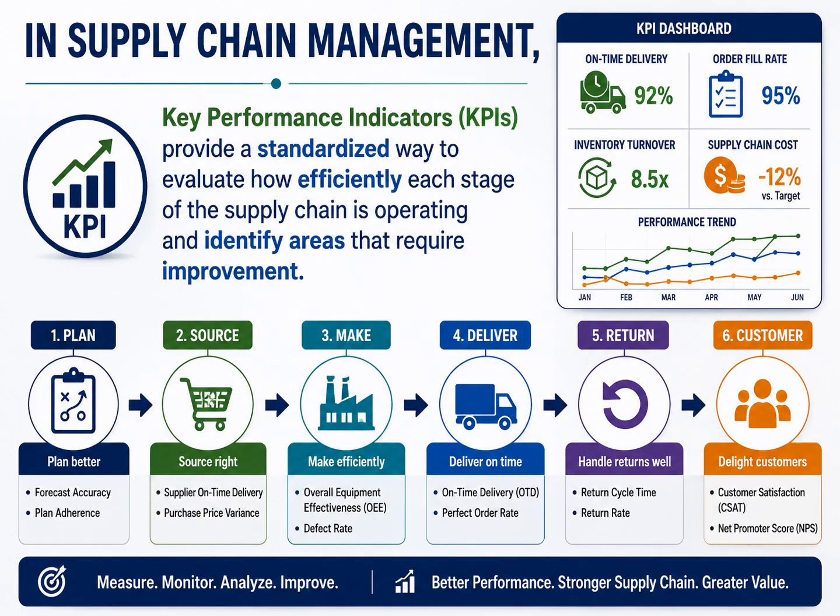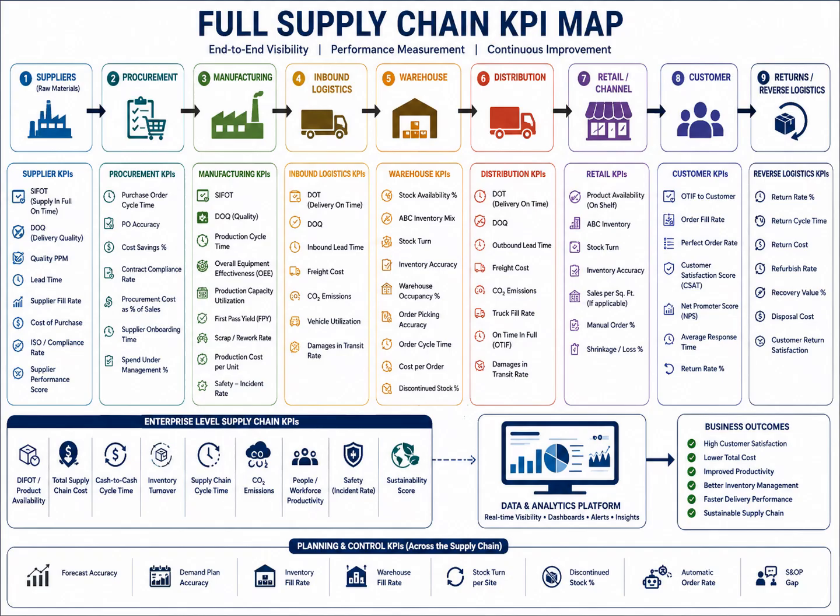Every organization measures performance differently, depending on its goals and business priorities. However, in supply chain management, key performance indicators, KPIs, provide a standardized way to evaluate how efficiently each stage of the supply chain is operating and identify areas that require improvement. The following illustration presents a typical set of KPIs used to monitor and optimize performance across the entire supply chain.